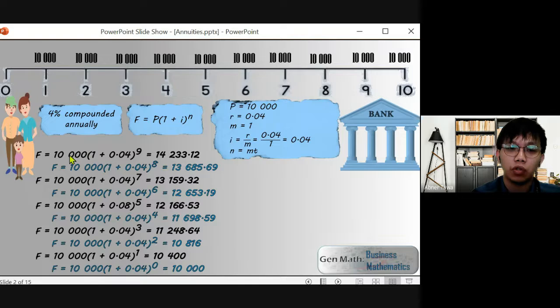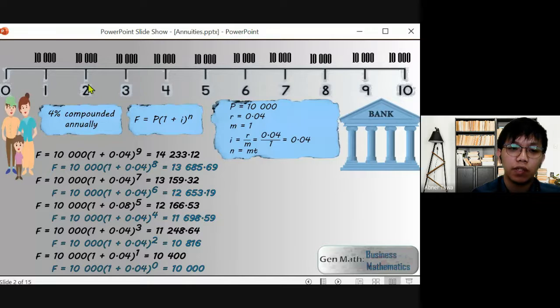And if you use a calculator to simplify this, the future value of the first 10,000 will be 14,233.12. So that is the value of this first 10,000 the moment that the savings will be withdrawn.